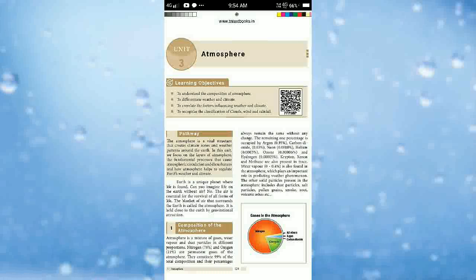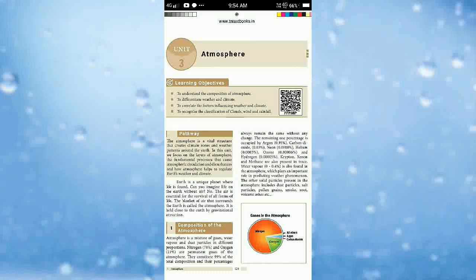Learning objectives: to understand the composition and structure of atmosphere, to differentiate weather and climate, to correlate the factors influencing weather and climate, to recognize the classification of clouds, winds, and rainfall.